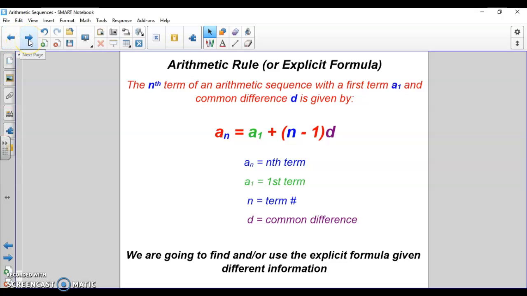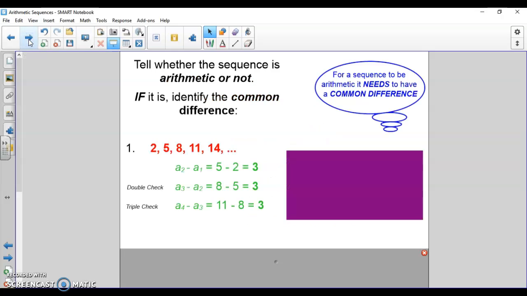So let's look at examples. First thing, very easy here. Tell whether the sequence is arithmetic or not. If it is, identify the common difference.